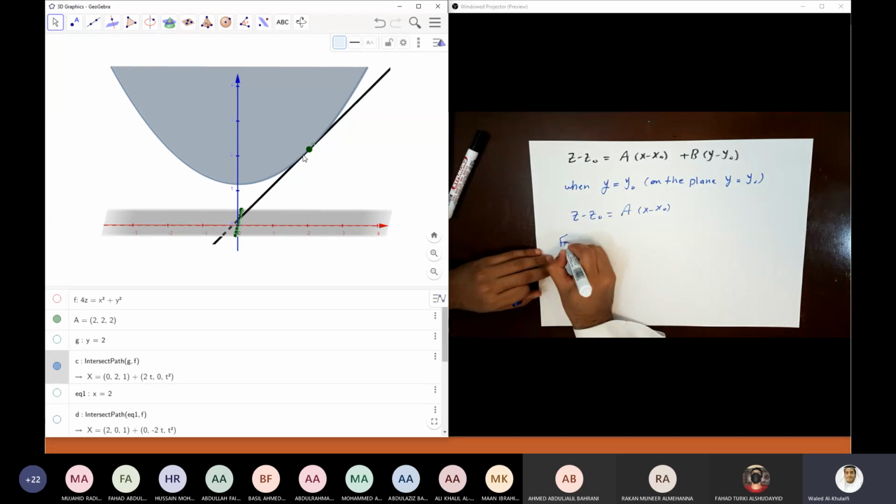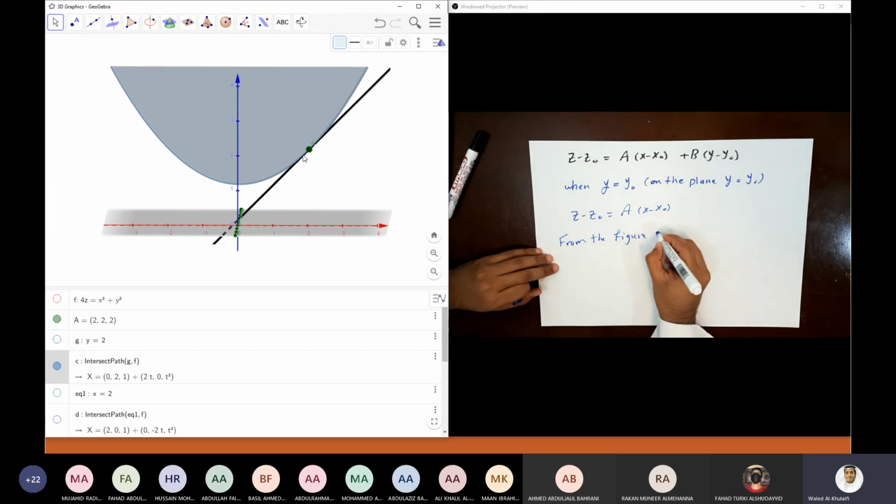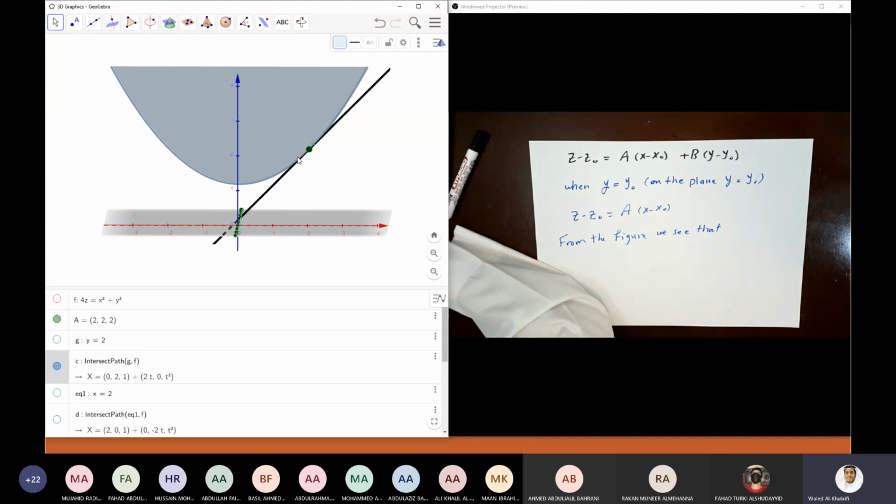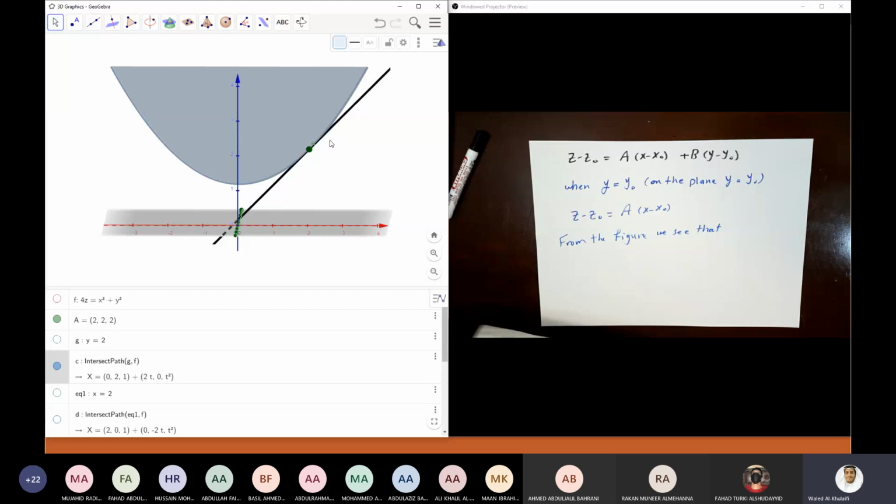Now from the figure, if you look at the figure, Shabab, in GeoGebra, you have the tangent line to the curve at the point A. So imagine this red axis is the x-axis, and imagine the blue arrow is the z-axis. So we are dealing with two variables, x and z. How do we find the equation of this tangent line, the black one that passes through the point A? What is its equation? Can anyone tell me?